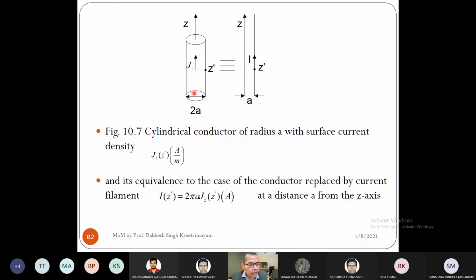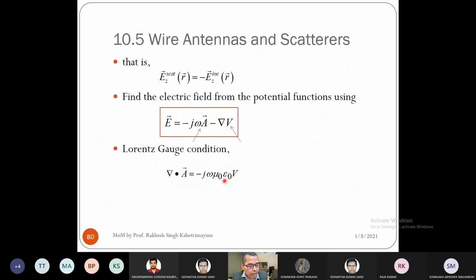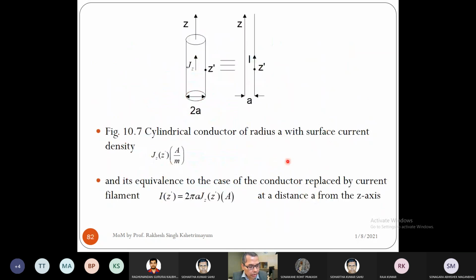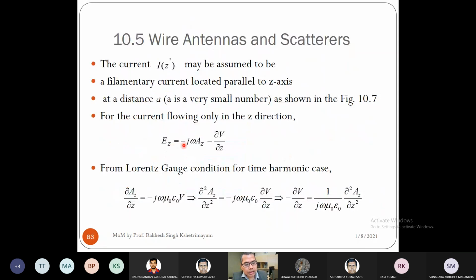So you can equivalently model this cylindrical wire by a surface current density of z prime, which is basically Iz prime by 2 pi a. Now, using this relation and applying the Lorentz gauge condition, you can find the electric field, which has only a z component. Ez would be minus j omega Az minus dV by dz.